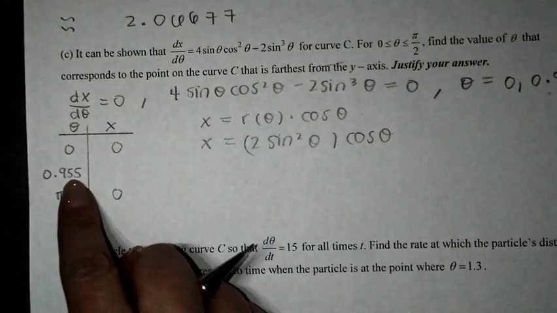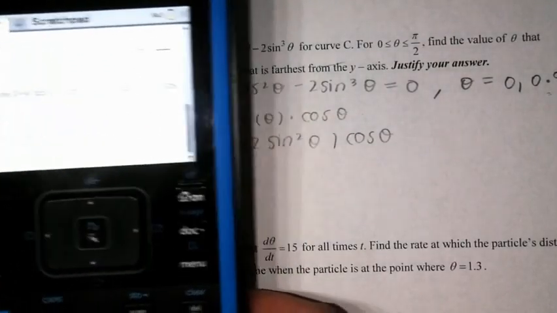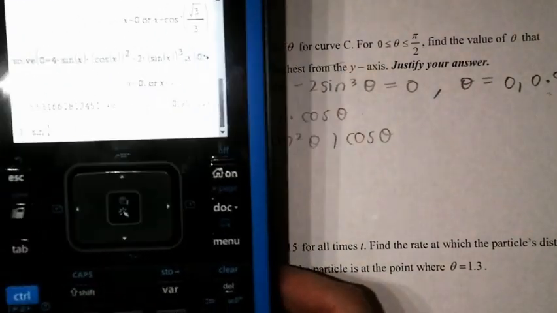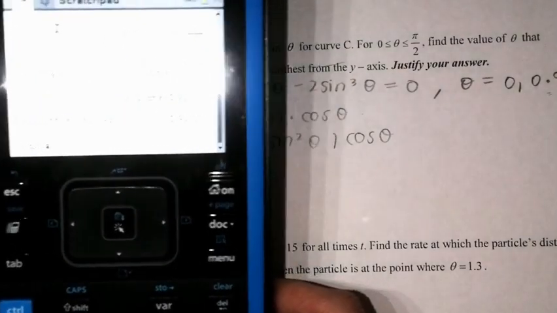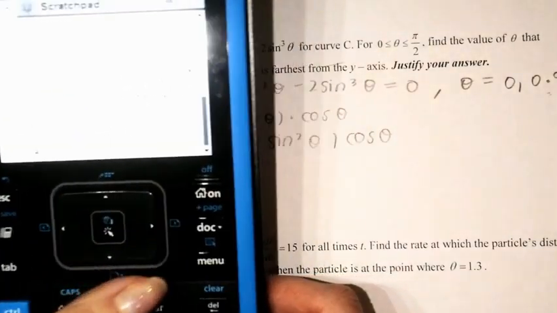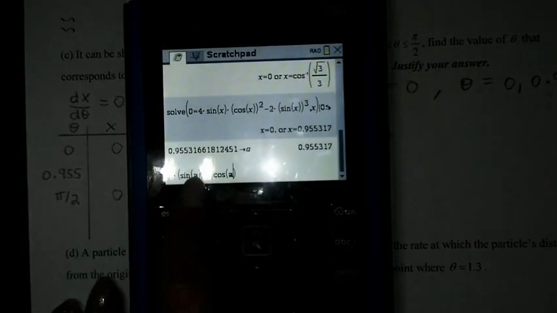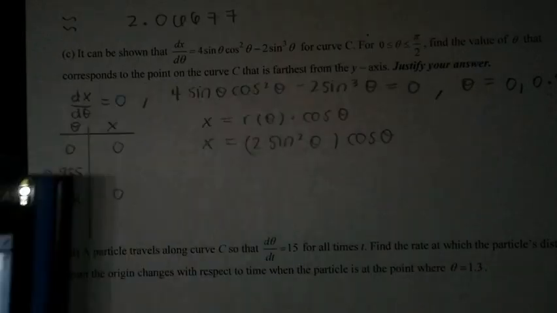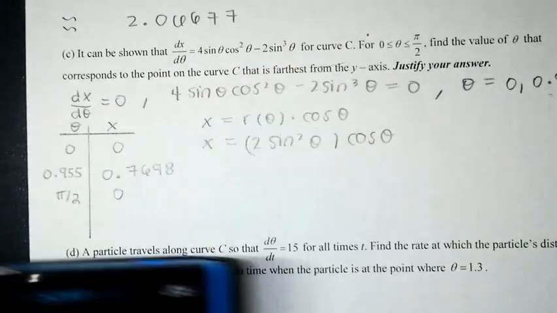So what's the business with the other one? What I'm going to do is plug 2 times, and then you have the sine. What was it? A, right? We wanted a squared times, and then you want cosine of a. As you can see here, the a's are bolded because I'm storing those values. So you have that this is 0.7698. Now analyze it, compare them.